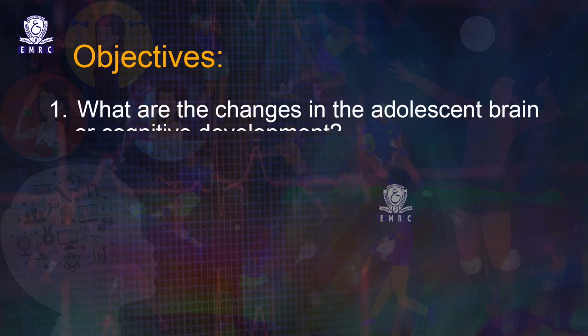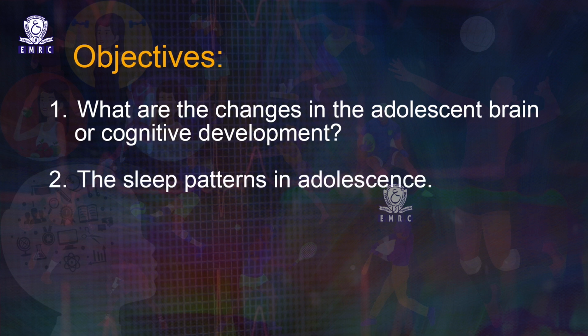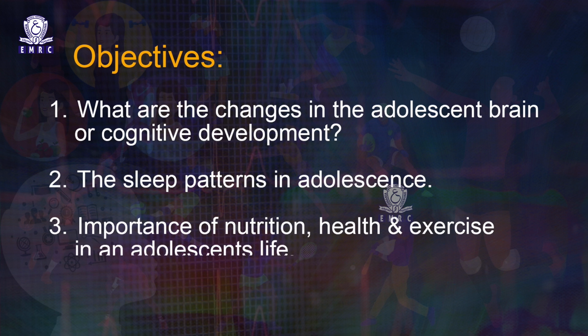In today's lesson of Adolescent Psychology, we will be discussing changes in the adolescent brain, adolescent sleep patterns, nutrition, health and exercise. The main objectives in this lesson are to understand what the changes in the adolescent brain or cognitive development are, the sleep patterns in adolescence, and the importance of nutrition, health and exercise in an adolescent's life.